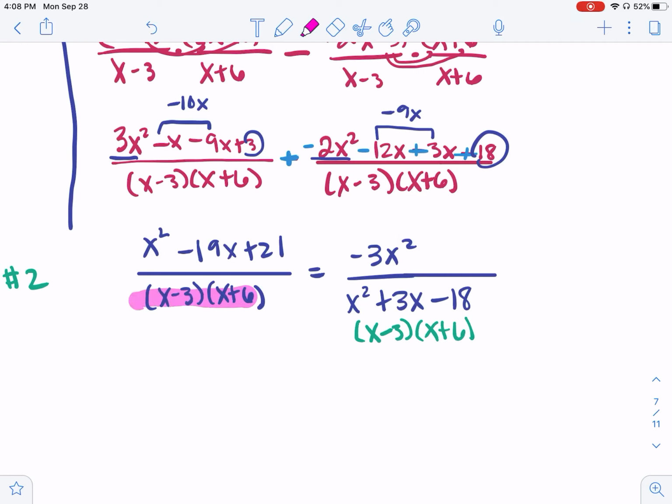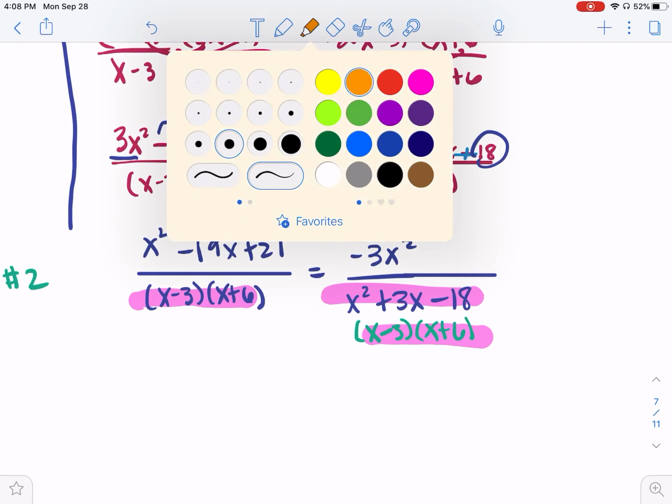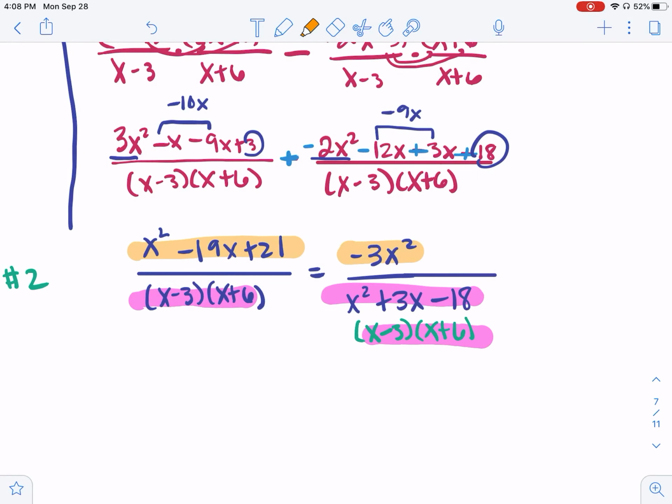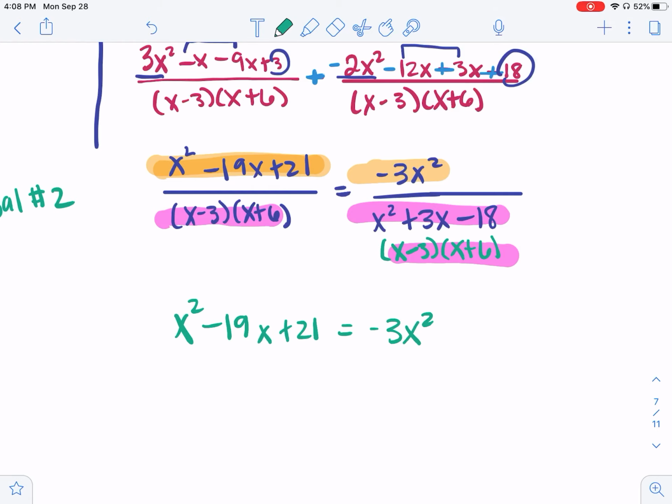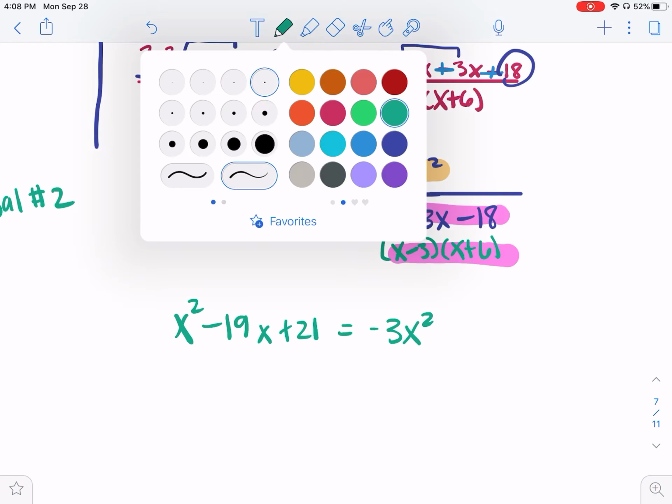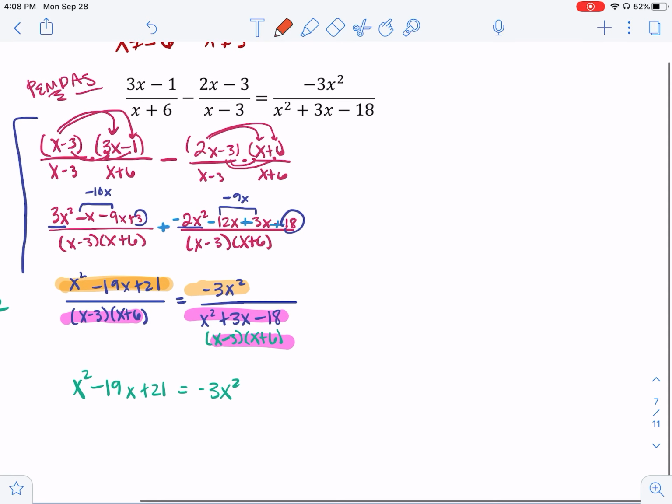And right now, these are the same. So I can say my denominators are actually the same, and I can immediately set my numerators equal to each other. Once again, since my denominators are the same, I can set my numerators equal to each other. Which brings us into goal number 3, which is actually solving.